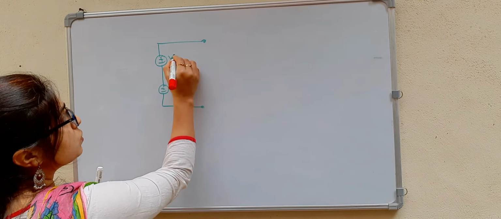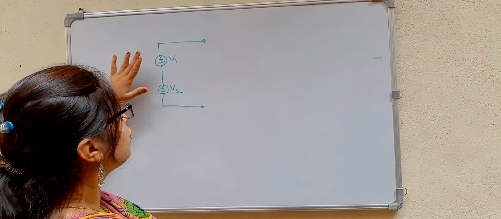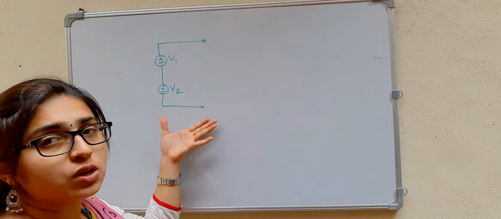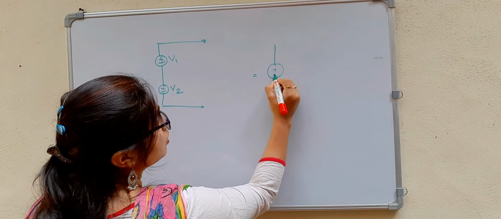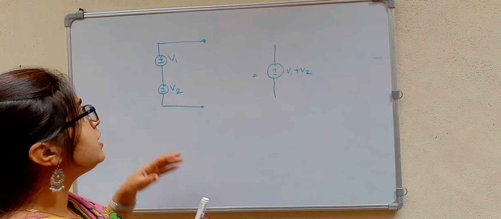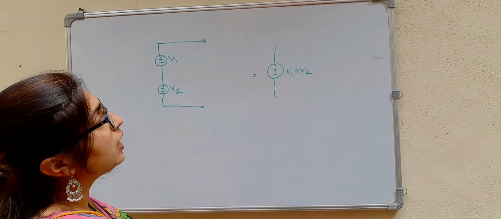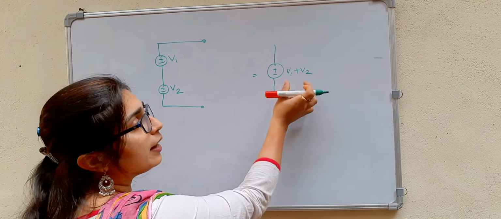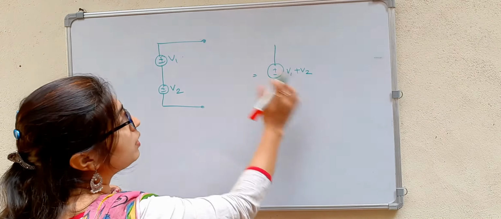This is the voltage source V1 and this is the voltage source V2. We have to note the polarity of the voltage sources. So what will be the equivalent voltage source of this combination? That will be equal to the sum of the two voltage sources when the polarities are the same, plus minus, plus minus. The equivalent voltage source will have the same polarity as these sources, and the value will be V1 plus V2.